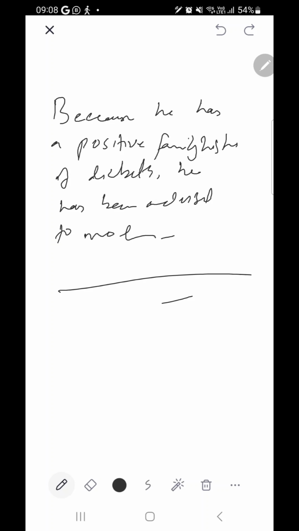So now we have to see a few more examples that would be helpful for you in your OET writing.